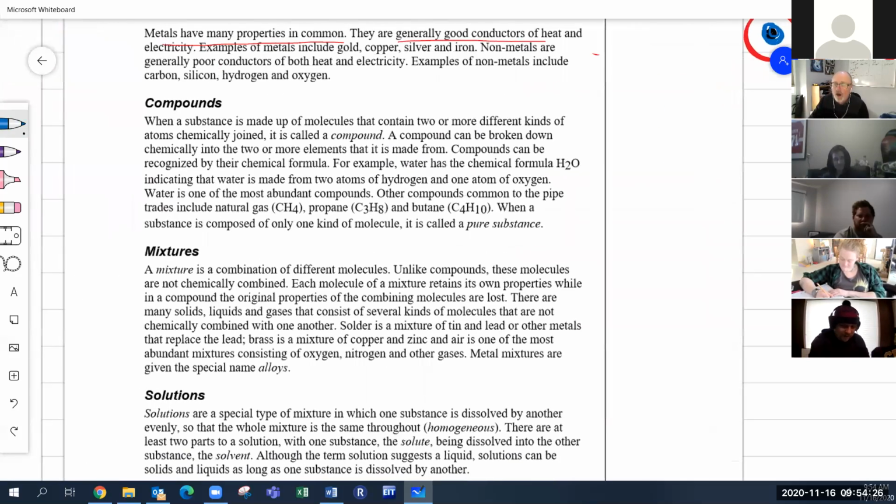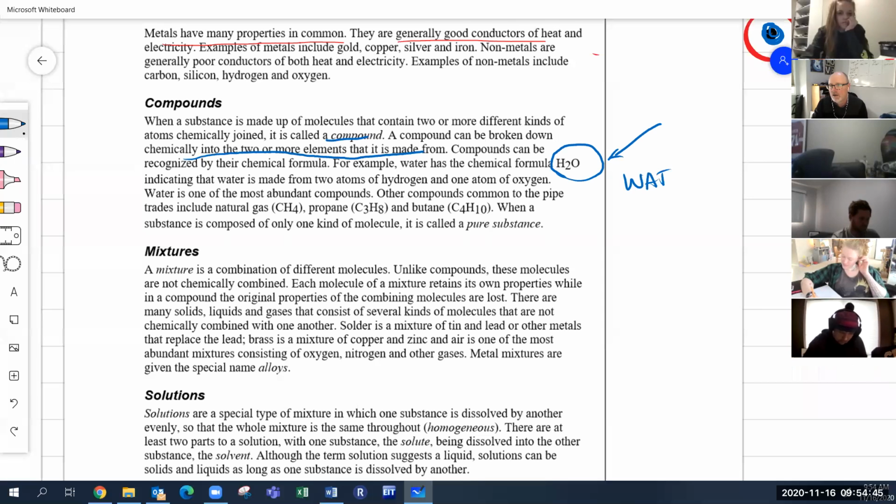So a compound, here we go. We're talking about compounds now. A compound is when you have chemically joined two or more elements. The most abundant compound on Earth is water. Water is the most abundant compound on Earth.